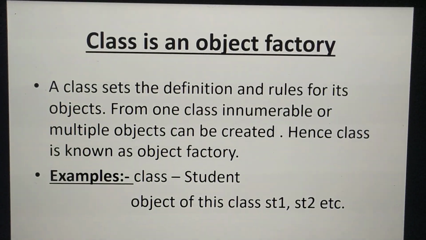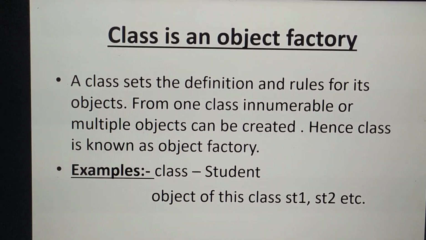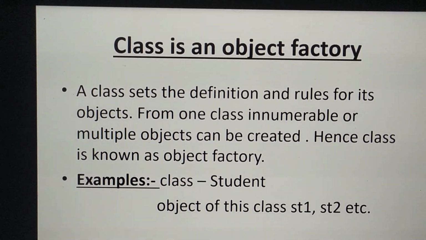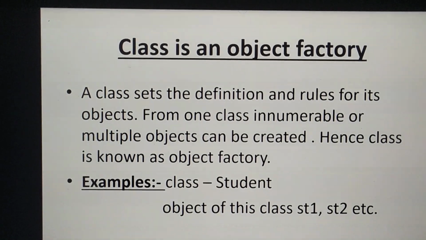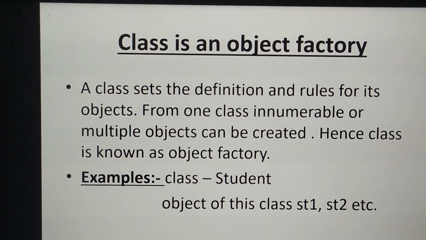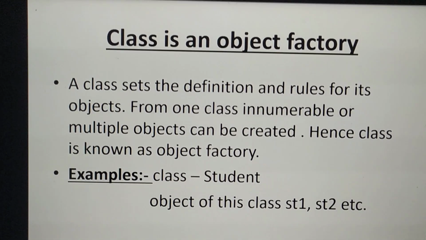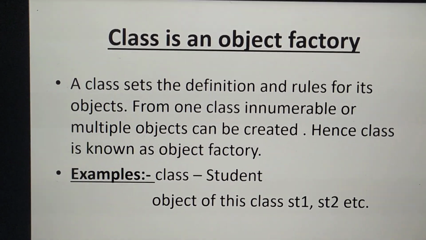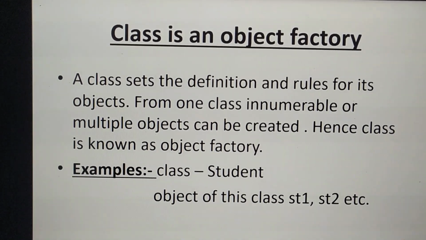Okay, that's it for today. I think you can understand what a class is. The class is the creator of an object. The class is responsible for creating objects. The class is known as a blueprint from where we can create multiple objects which share common characteristics and behavior. Another point we understood is that the class is known as an object factory.